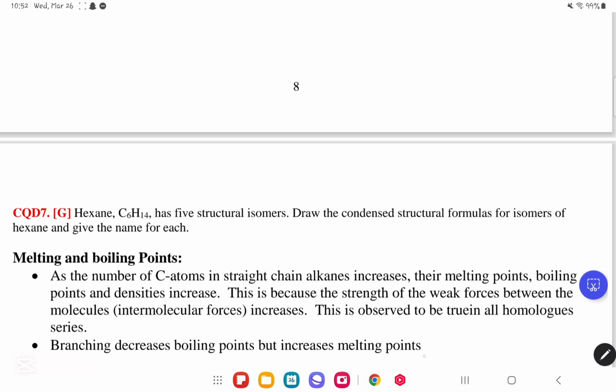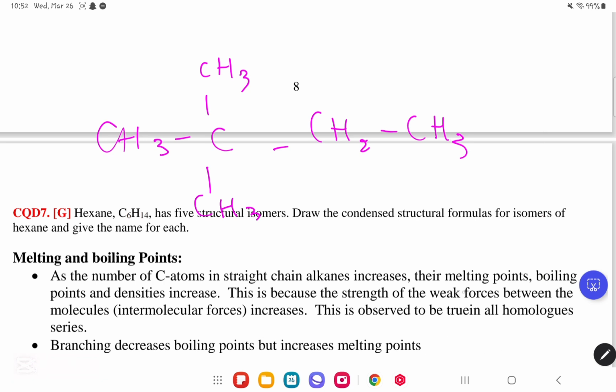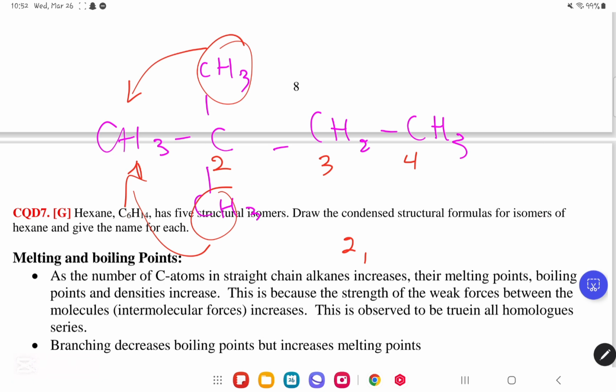Okay, another structural isomer of hexane is CH3, single bond C, CH3, CH3, CH2, CH3. Okay, now this one is gonna be a little bit difficult, but it's also gonna be easy. So look at the 2 branches. As you can see, they are closer to this one. So this is gonna be the first carbon, second carbon, third carbon, and fourth carbon. So again, we start that the branches are located on carbon number 2. But because there are 2 branches, you're gonna say, okay, this is on number 2 and this is also on number 2. So it's gonna be 2, 2.